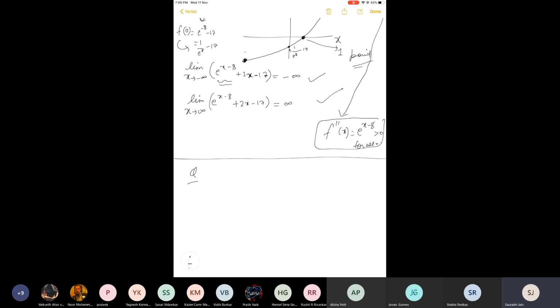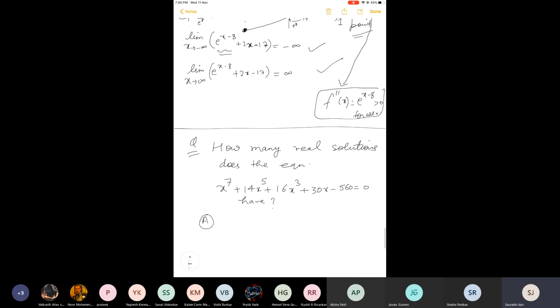Okay. So last question for today: how many real solutions does the equation x^7 + x^5 + 16x^3 + 30x - 560 = 0 have? And the options are 7, 5, 3, 1.